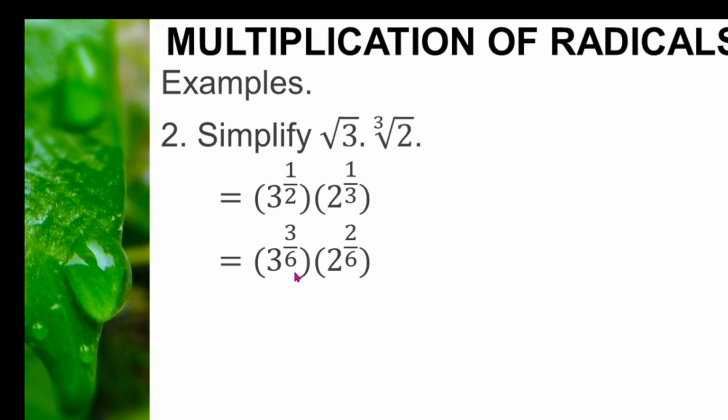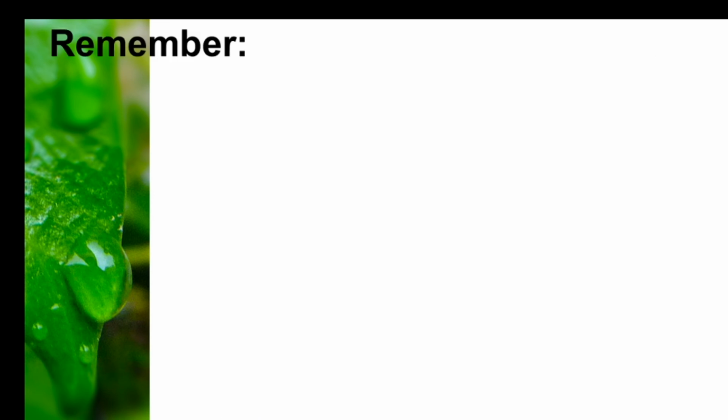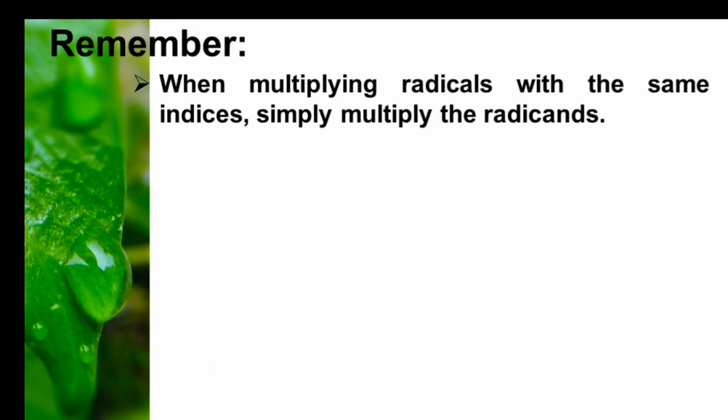Since we have already the same denominator for our fractional exponents, we can now turn it back to radical expression. So therefore, we have the 6th root of 3 cubed times the 6th root of 2 squared. So therefore, we have the 6th root of 27 times 4, which is equivalent to the 6th root of 108. Remember, when multiplying radicals with the same indices, simply multiply the radicand times the radicand, while coefficient is multiplied to coefficient.